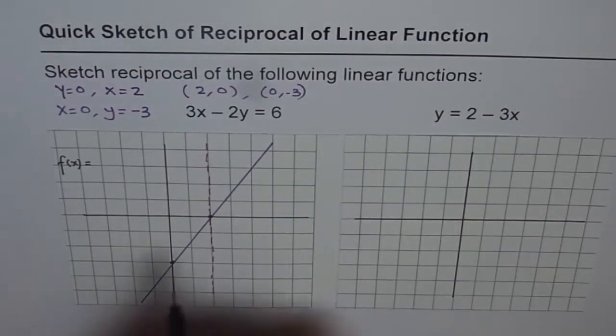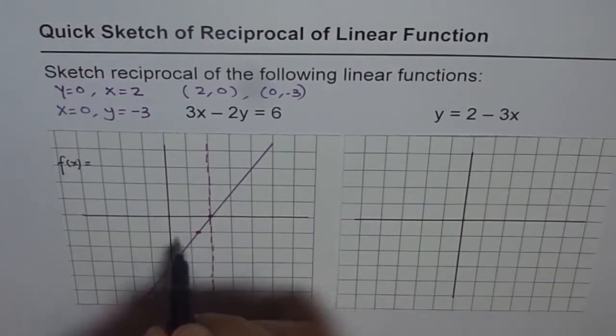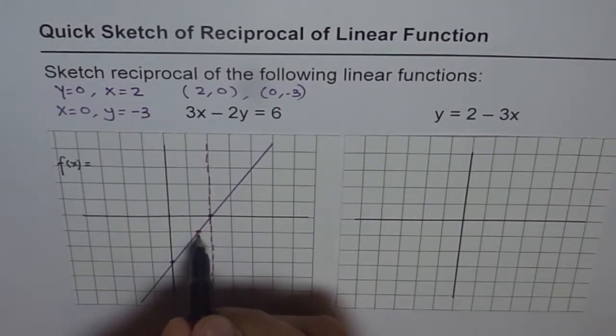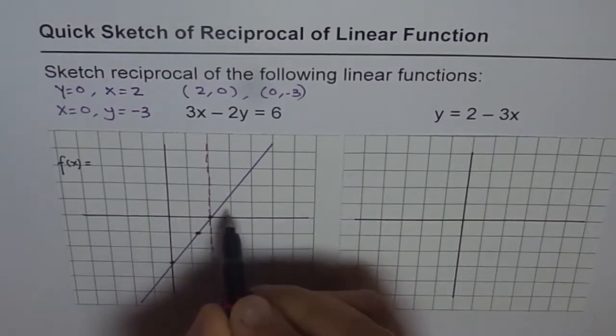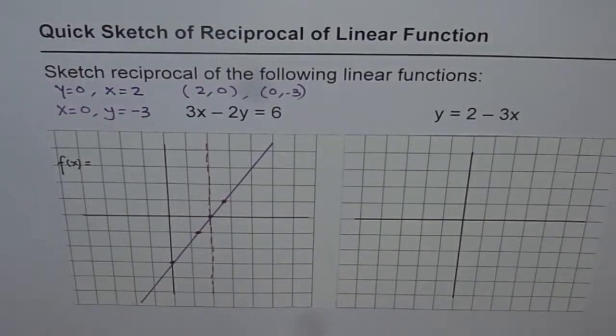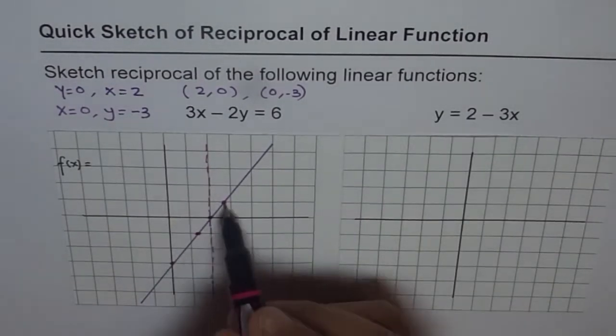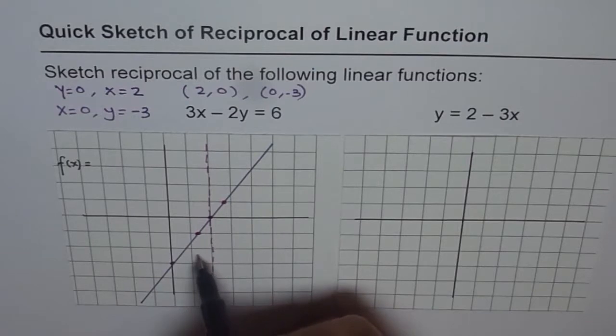Now, what is the reciprocal of 1? Reciprocal of 1 is 1. This is minus 1. So reciprocal of minus 1 is minus 1. So it's an invariant point. So we'll just mark them here. Similarly, that point is also an invariant point. These 2 points are invariant since reciprocal of plus and minus 1 is plus and minus 1 respectively.